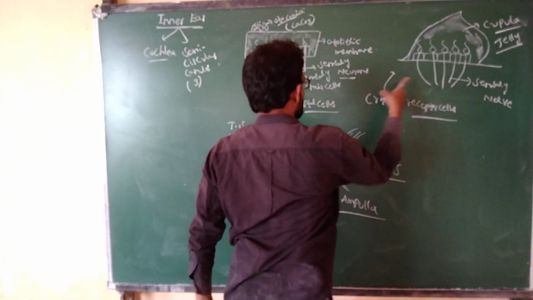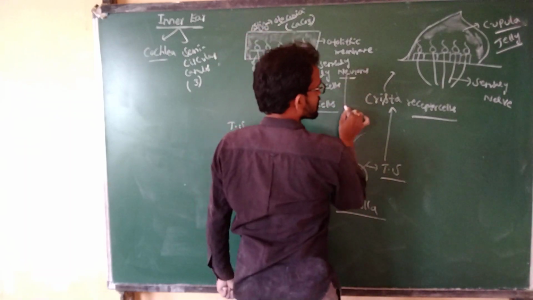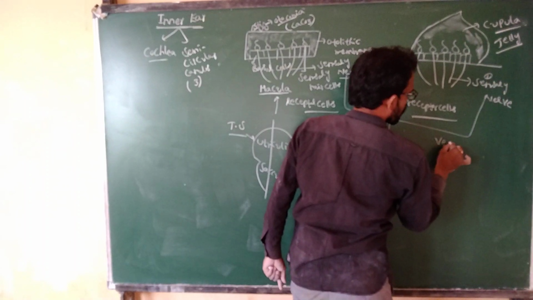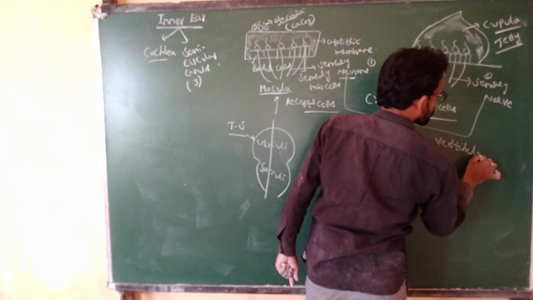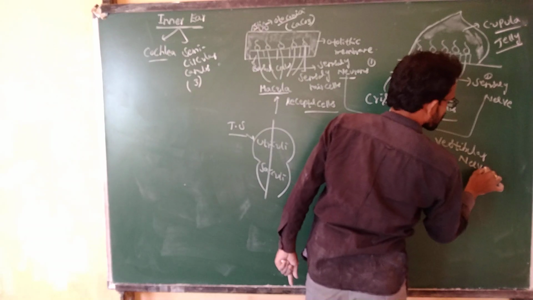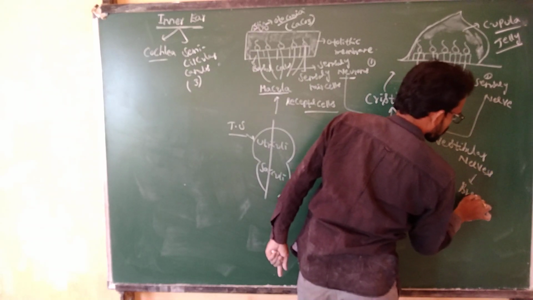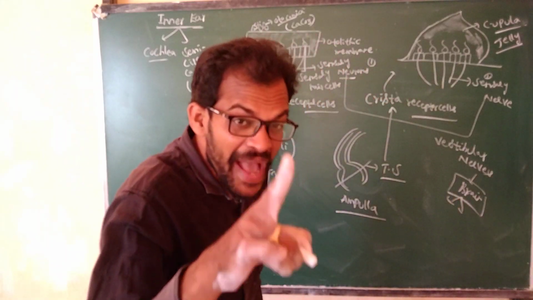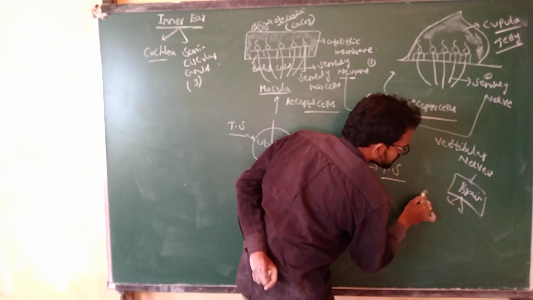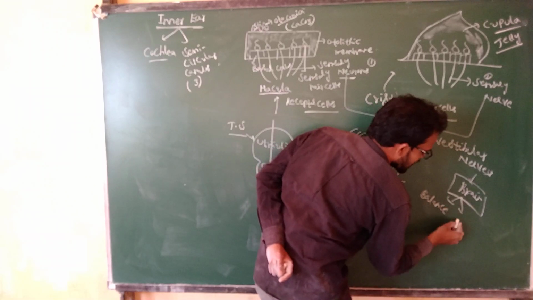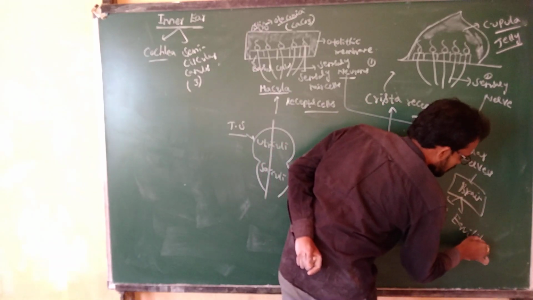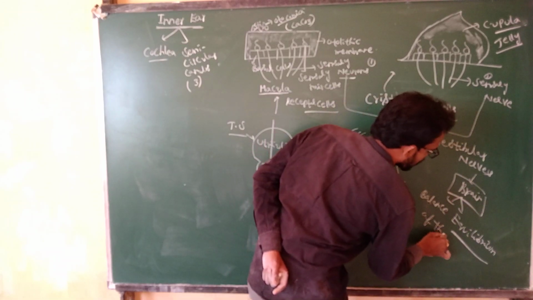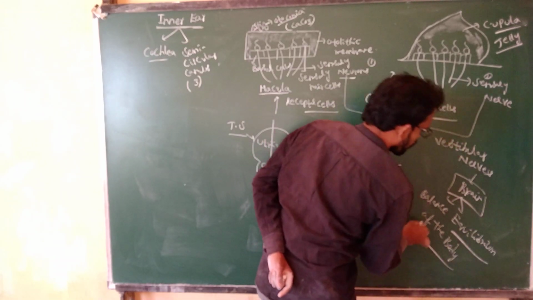These sensory nerves, both of these sensory nerve cells, indicate the vestibular nerves. These vestibular nerves connect to the brain. They maintain the balance and equilibrium of the body.